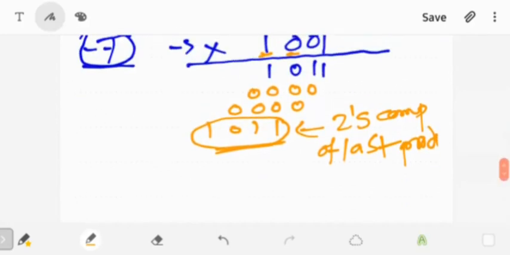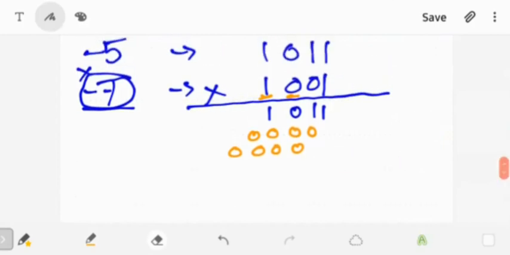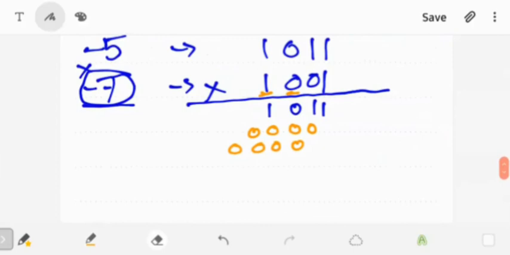So here it won't be 1011. What will be the answer here? The last product would have been 1011. Now what is its 1s complement? It will be 0100. What will be its 2s complement? 0101. So we will write this 0101.